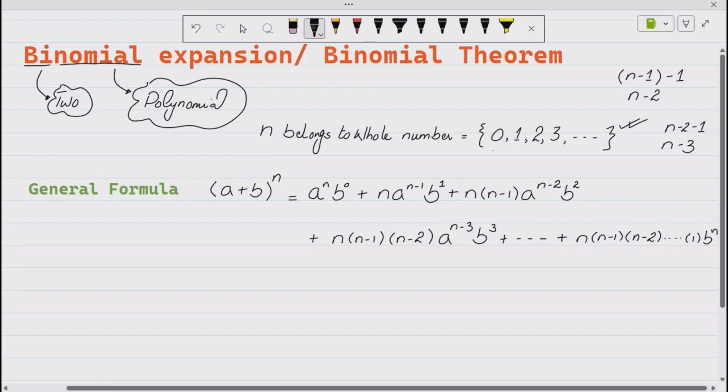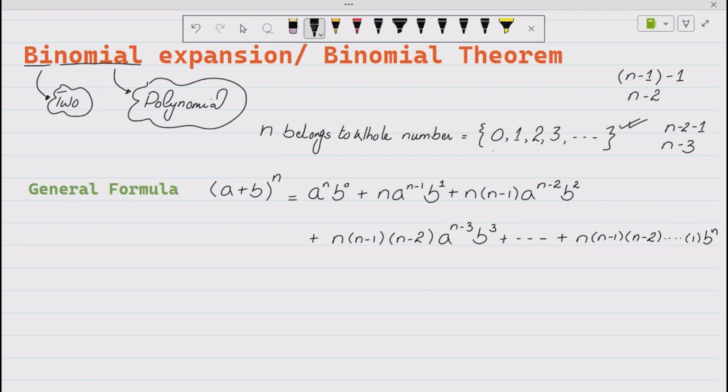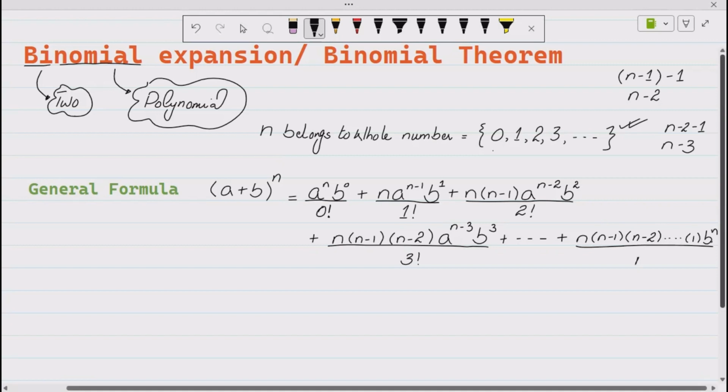And the main thing is the denominators, which are the coefficients. So in the first term, take 0 factorial. Whatever the power of b you have in the term, take that as your factorial. Now here the power of b is 1, so 1 factorial. In this term the power of b is 2, so 2 factorial. In this term the power of b is 3, so 3 factorial. And in the end we have the power of b as n, so n factorial.